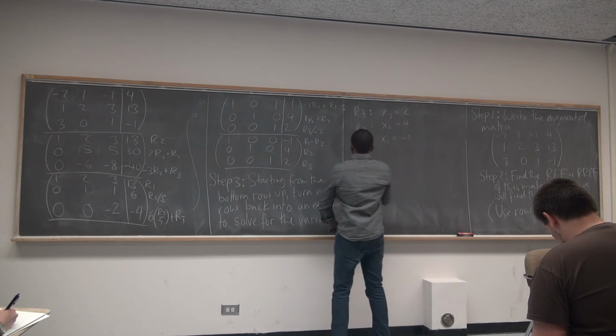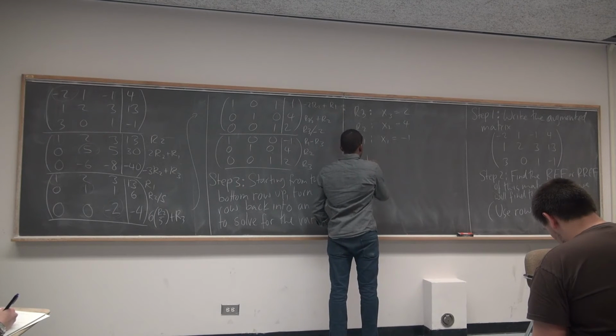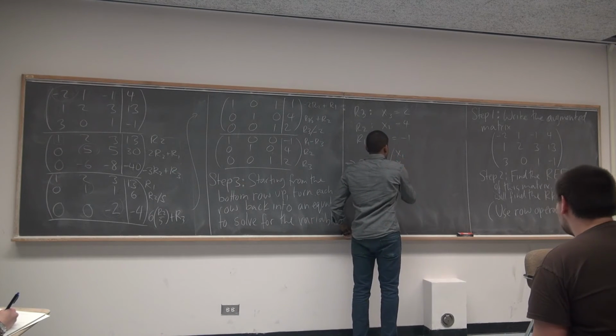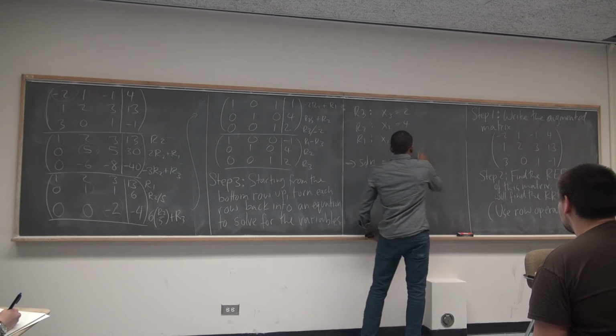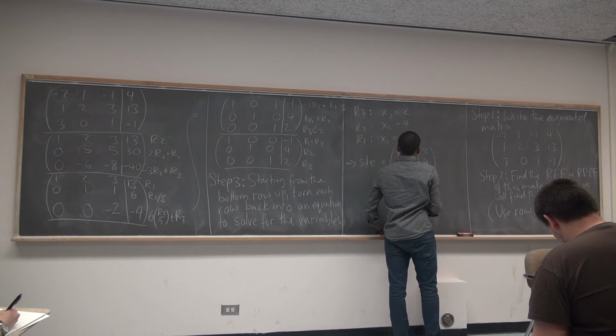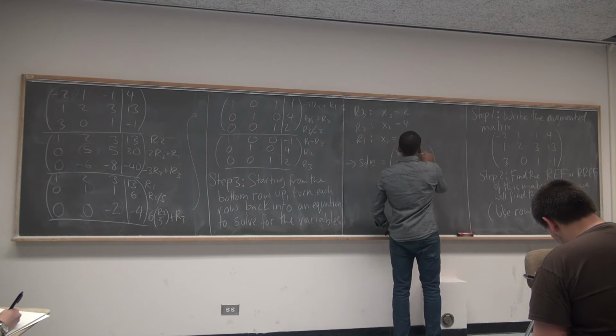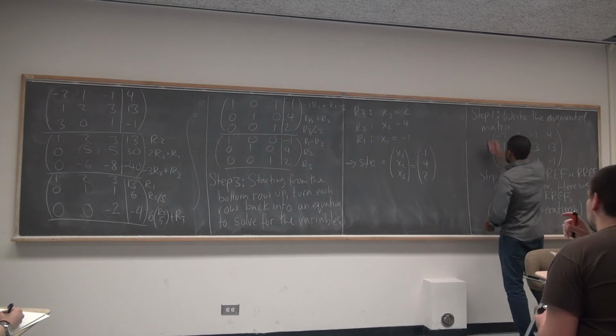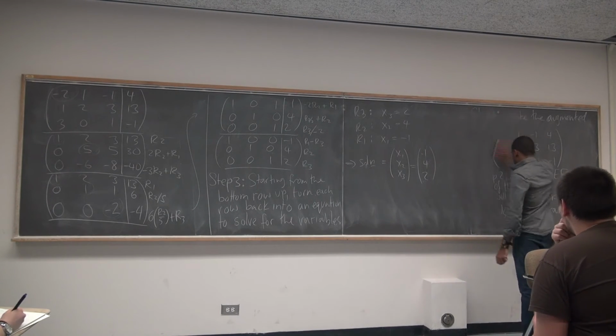In other words, the solution is x1, x2, x3 equals -1, 4, 2. That is the solution to the system. This system had a unique solution.